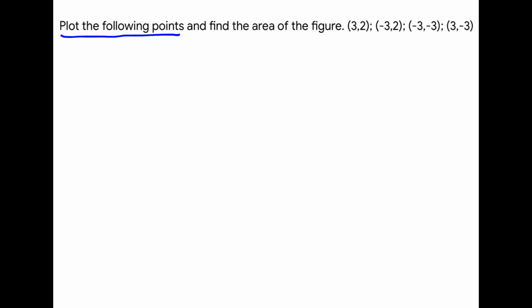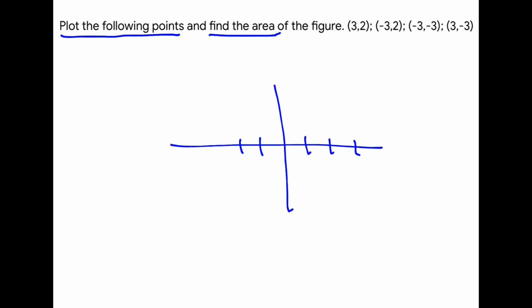Plot the following points and find the area. So I am just going to draw a number line like this. We're going to have 1, 2, 3, 1, 2, 3, 1, 2, 3. So we have 3 and a 2, negative 3 and a 2, a negative 3 and a negative 3, and a positive 3 and a negative 3.